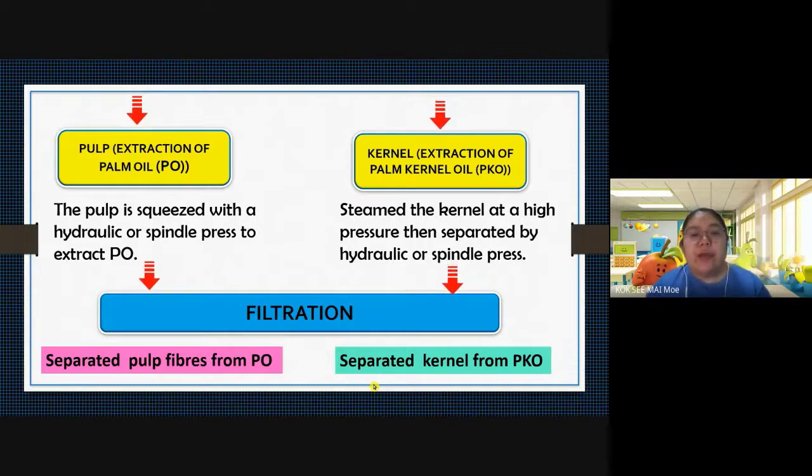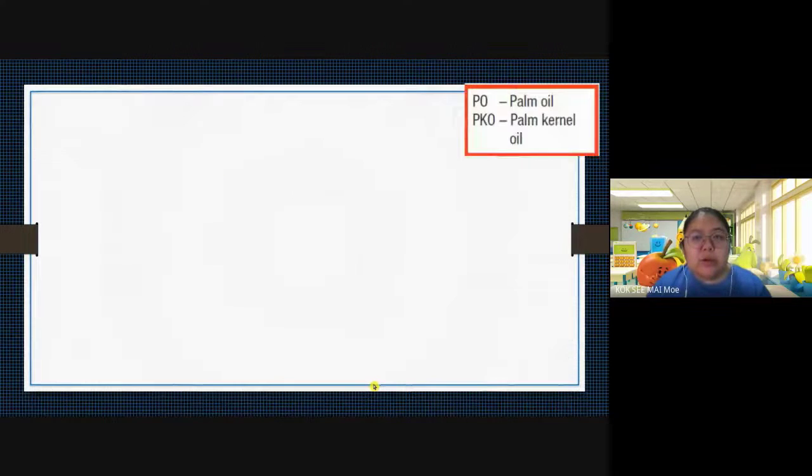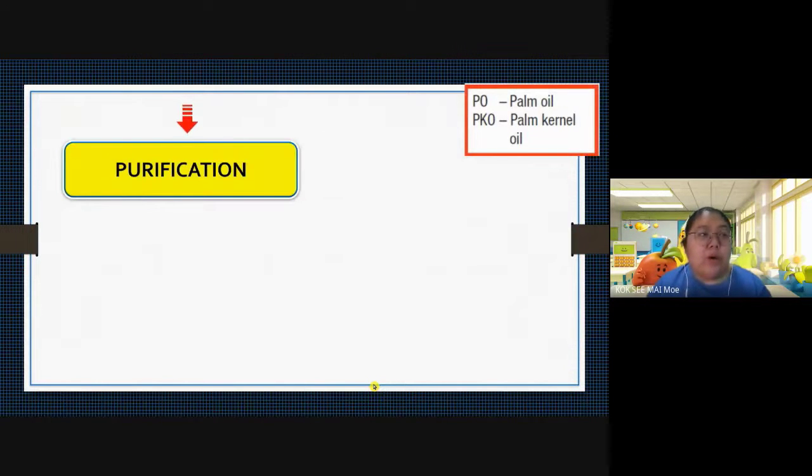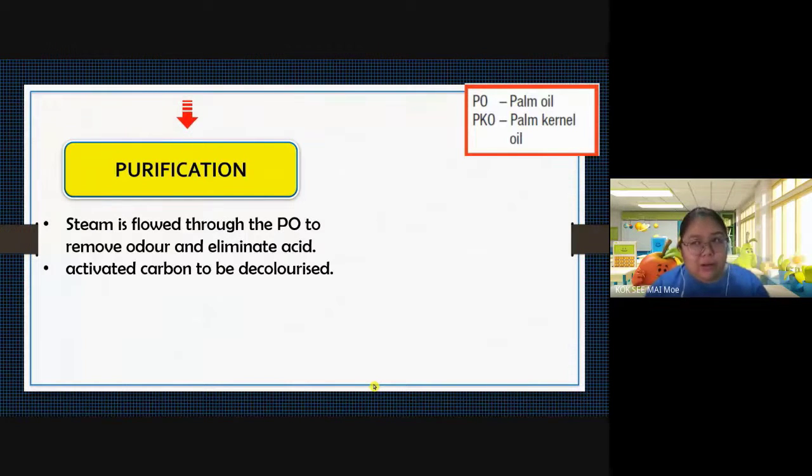So from here, after the filter, for the PO, the palm oil, they still need to do one more step. That's purification. Because palm oil is not a good quality oil. So they need to make it a bit pure. So what they need to do, they need to steam. After the oil comes out and you have filtered, they need to steam. Steam flows through the PO to remove the odor. Odor means the smell. Okay, bau busuk. They want to remove all this odor and also eliminate acid. They want to reduce all these things.